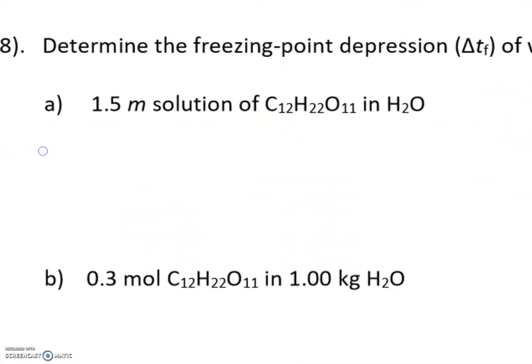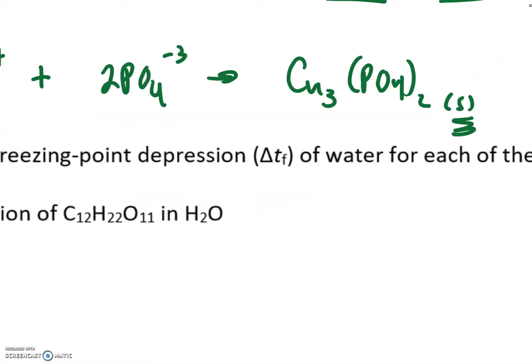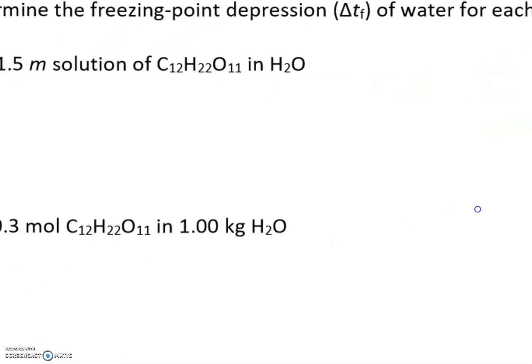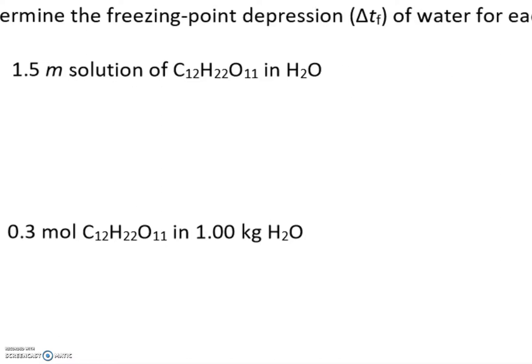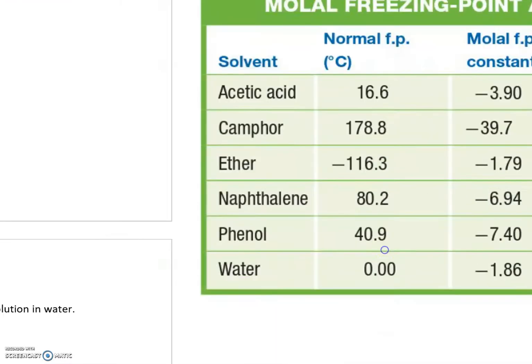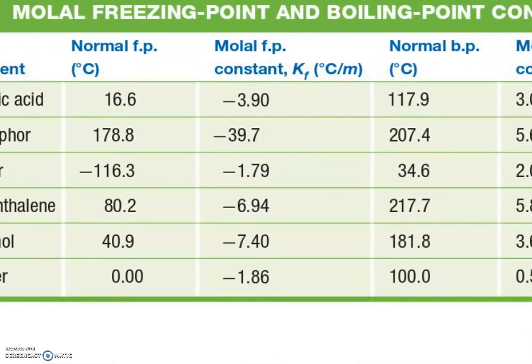All right, last couple on this page. This is determining the freezing point depression, delta TF of water for each of these solutions. Okay. So, because these are all in water, and we're talking freezing point, that means the KF is always the same, negative 1.86 degrees Celsius per molal. I will always provide that to you, but if you're looking for where I got it from right here. This is that table that I gave everybody.